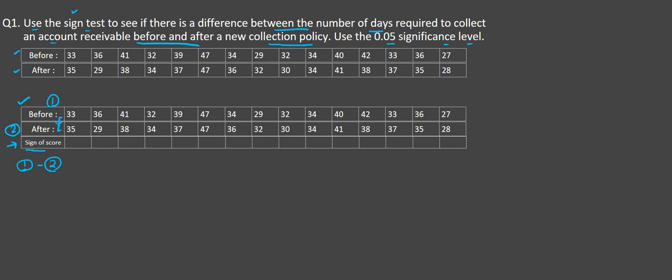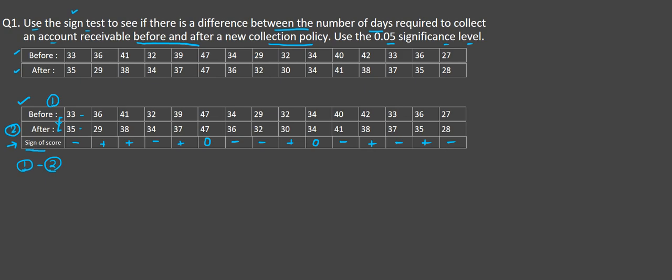As you can see, first 33 minus 35 gives minus 2, so here we will have a minus. Now 36 is greater than 29, so we will get a plus, and similarly we will solve each one of them. So here are our values. This will be 0 since 47 minus 47 is 0, hence we won't get any sign for it. Now this will be minus, this is again a minus, this is plus, this is again a 0, 34 minus 34 gives 0. Now this is minus, plus, minus, plus, minus. So here are the signs, positive signs and negative signs.